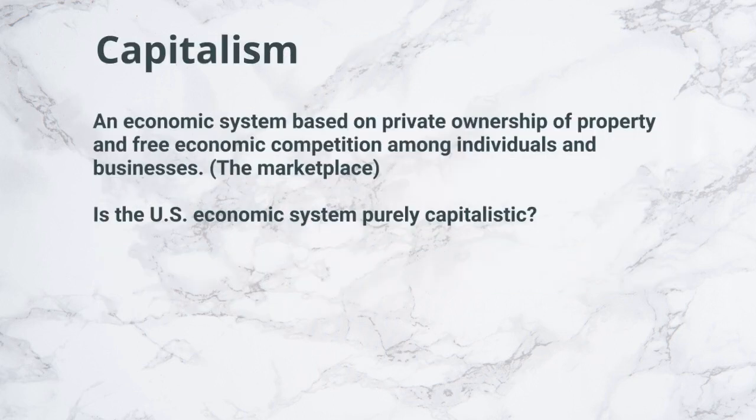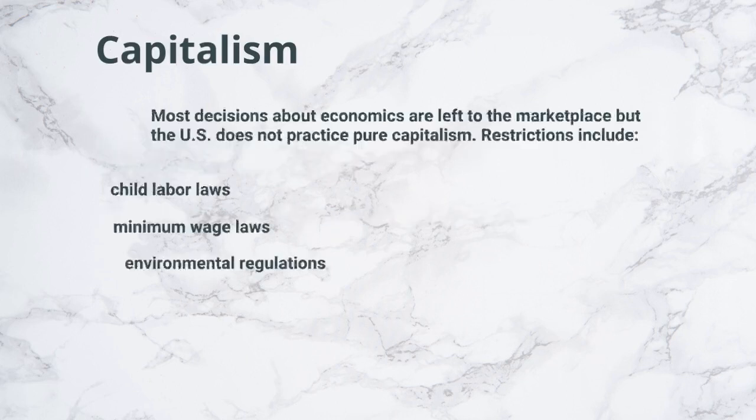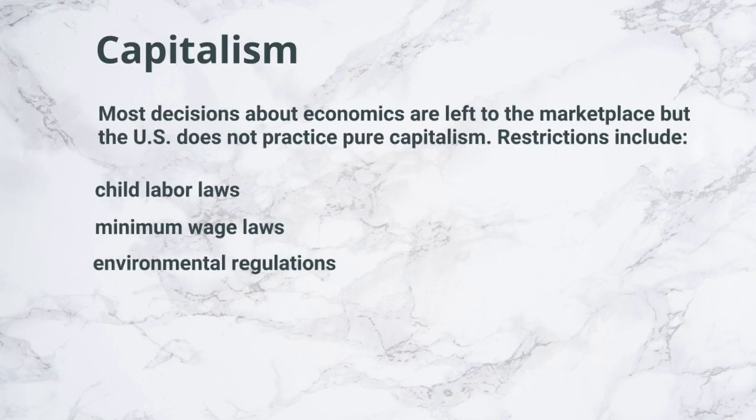Capitalism. Capitalism is an economic system based on private ownership of property and free economic competition among individuals and businesses, often referred to as the marketplace. So is the U.S. economy purely capitalistic? Most decisions about economics in the U.S. are left to the marketplace, but the U.S. does not practice pure capitalism.